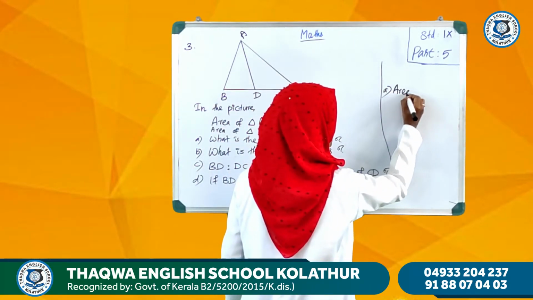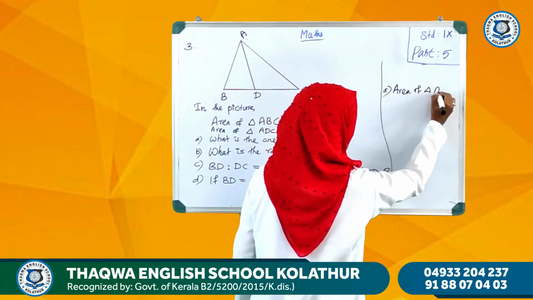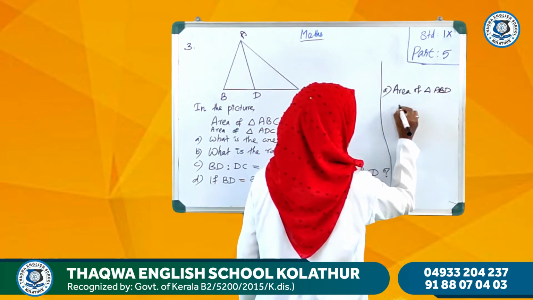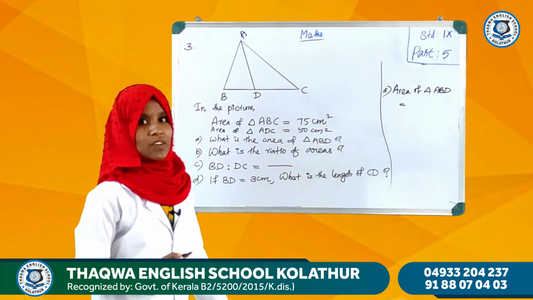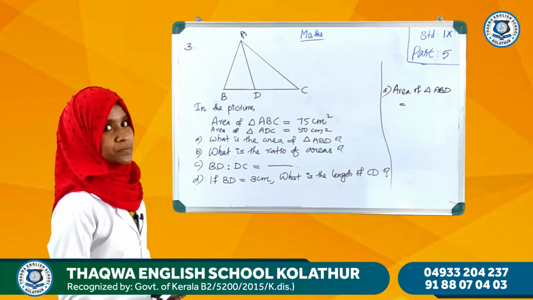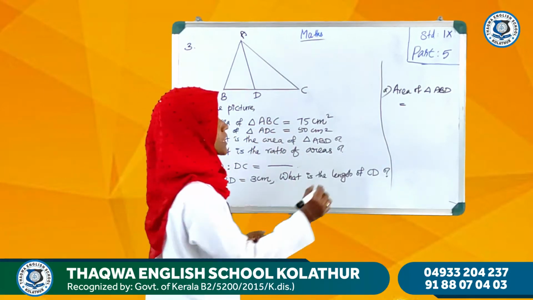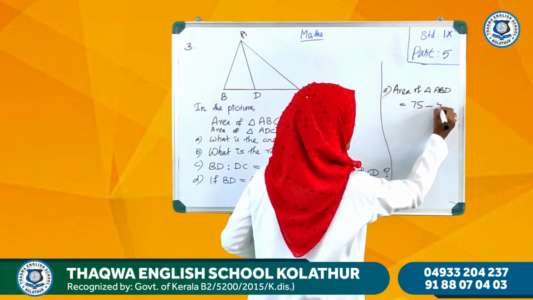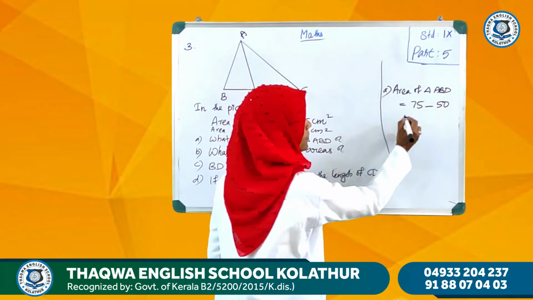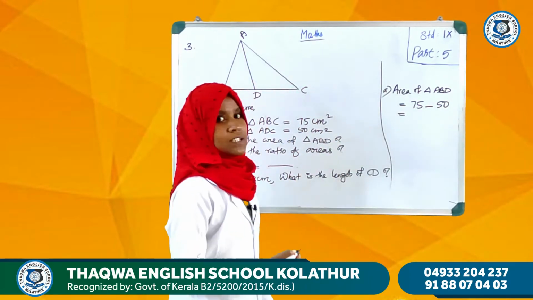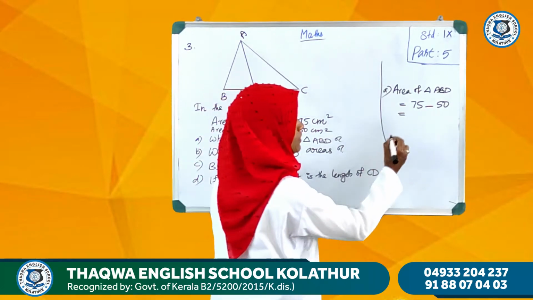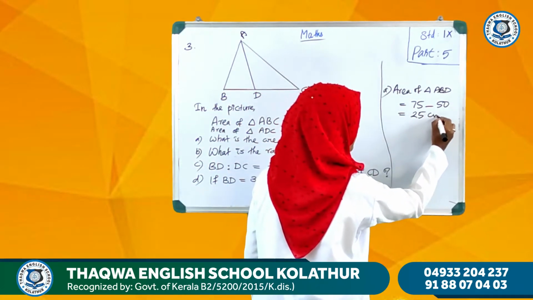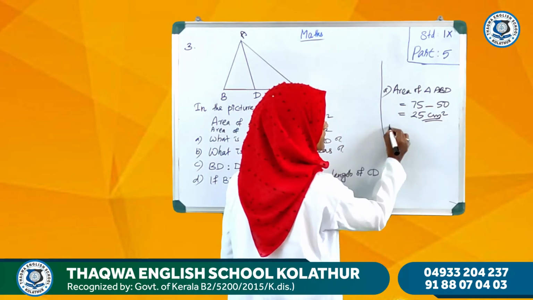Area of triangle ABD equals 75 minus 50. What is the difference? 75 minus 50. This is 25 square centimeters.